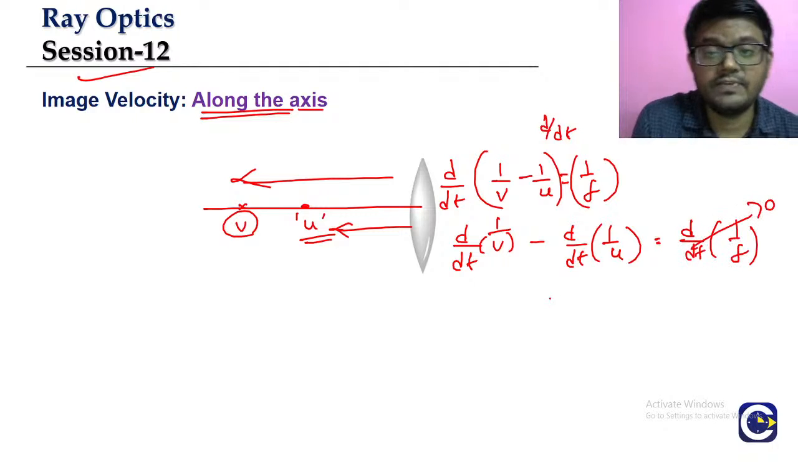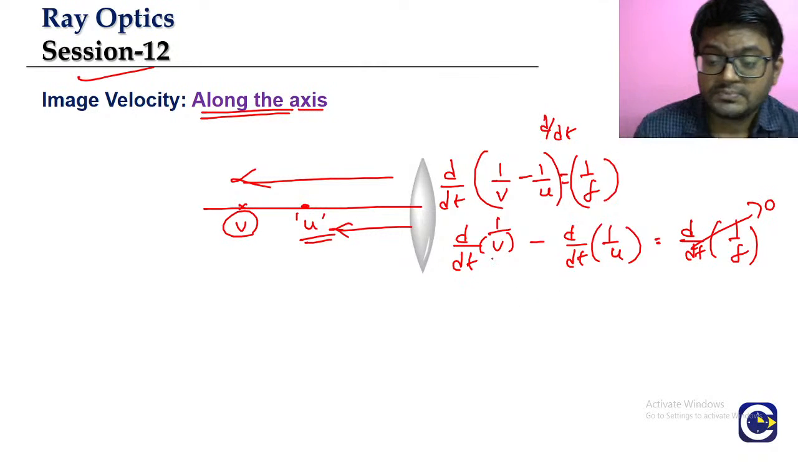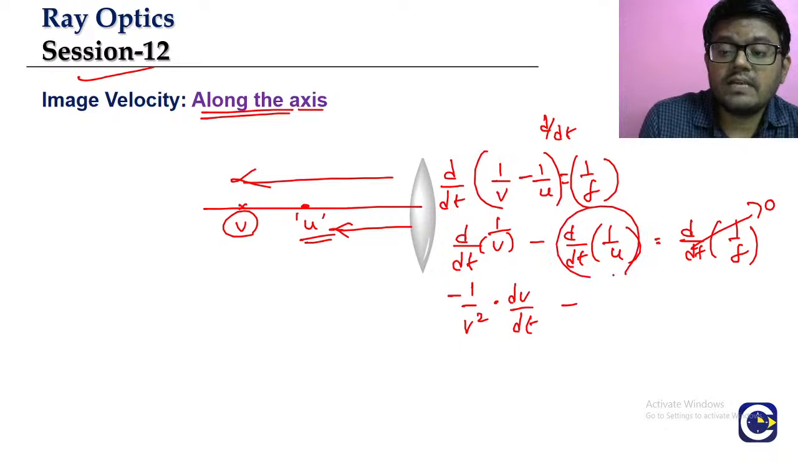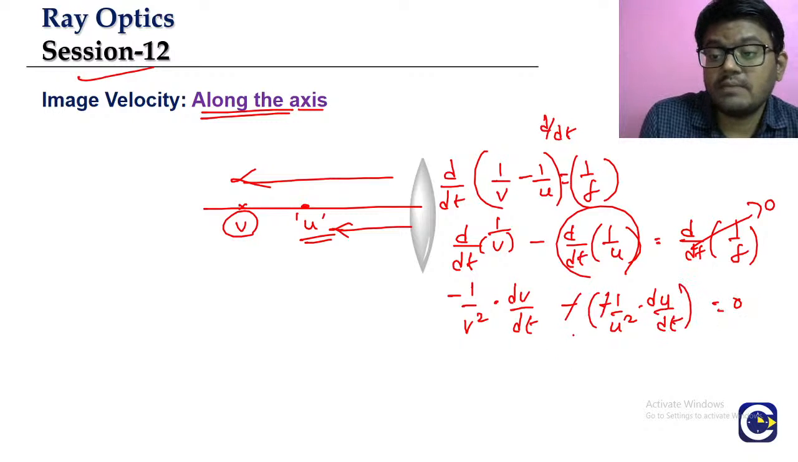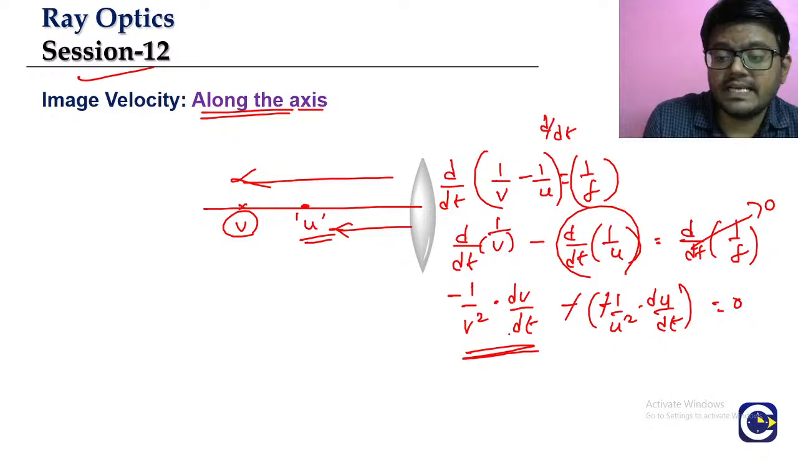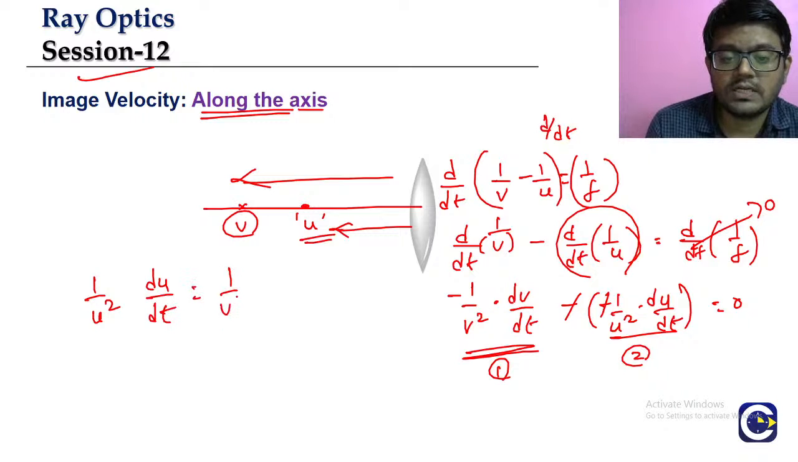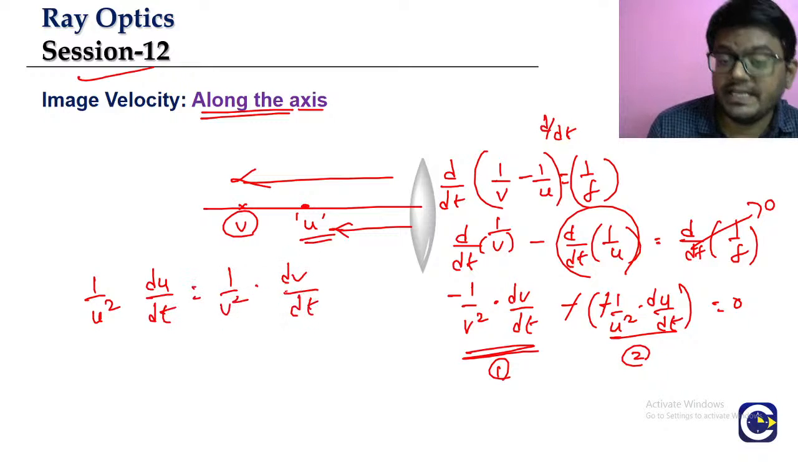What is the derivative of 1 by F? It's a constant, focal length is constant, so that will be 0. The derivative of 1 by V is minus 1 by V square into dV by dt. The derivative of 1 by U is minus 1 by U square into dU by dt. So minus minus will become plus. The first term is negative, the second term is overall positive. We will take the first term to the right side. So the left side is left with 1 by U square into dU by dt is equal to 1 by V square into dV by dt.